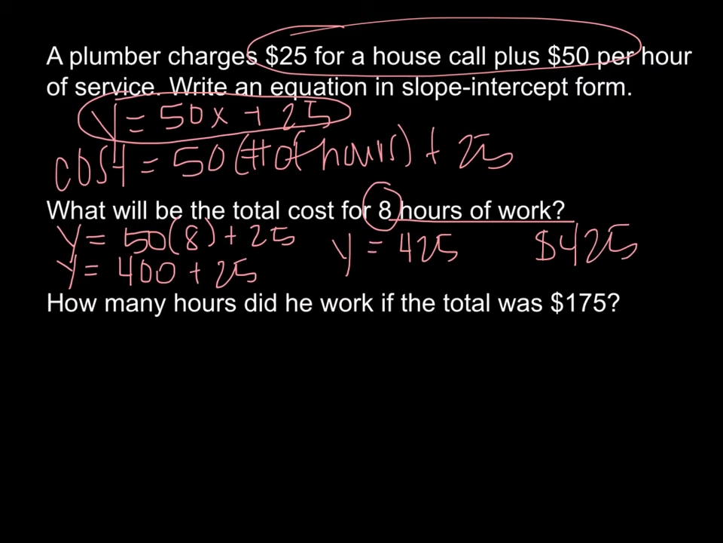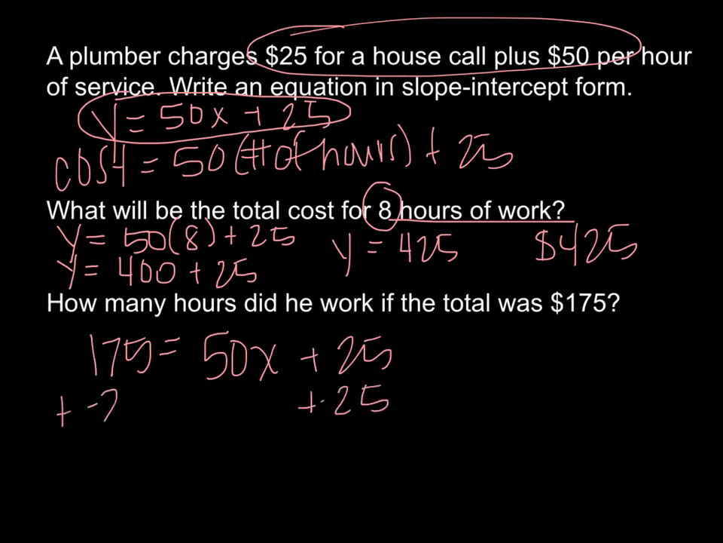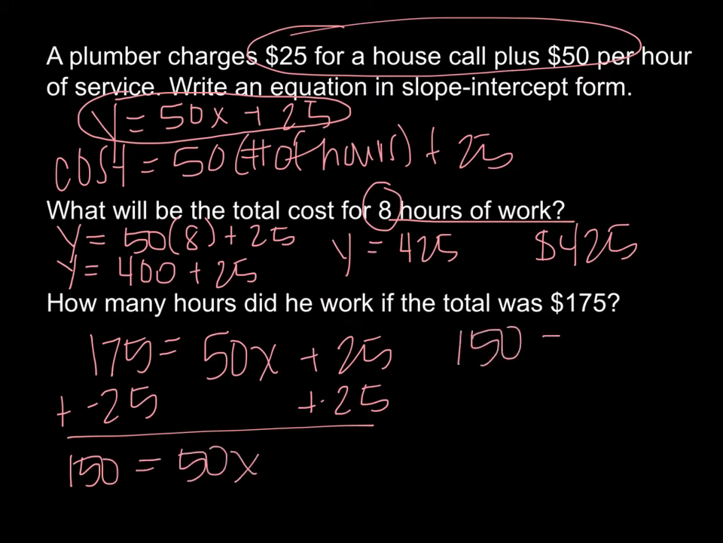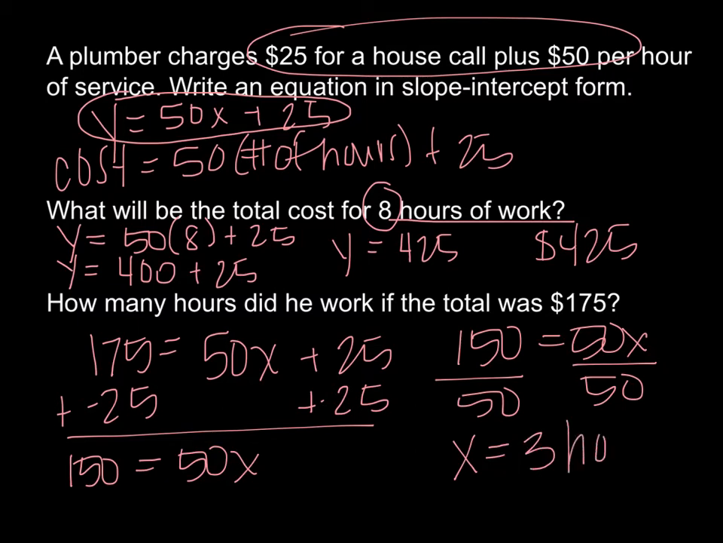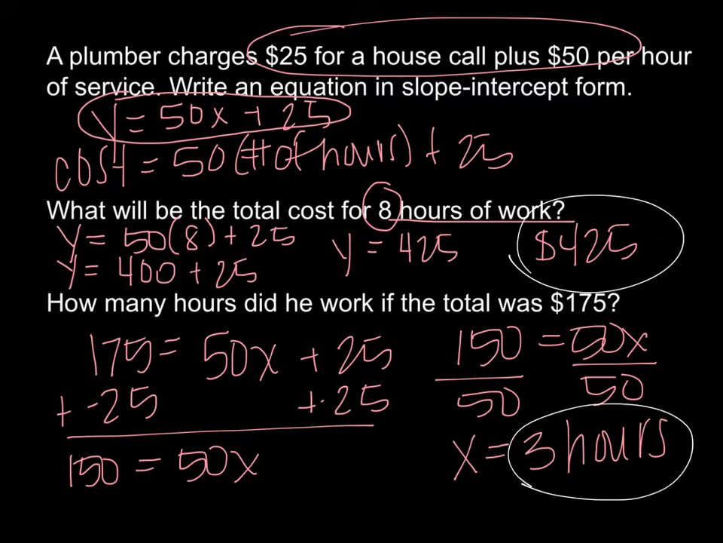The second question says, how many hours did he work if the total was 175? Here y equals cost. So we do 175 equals 50x plus 25, and now we solve for x. I'm going to add a negative 25 to both sides, and we get 150 equals 50x. Then I'm going to divide by 50. So x equals 3, so he was there for 3 hours. Make sure that you include units if they're asking you to solve for something.